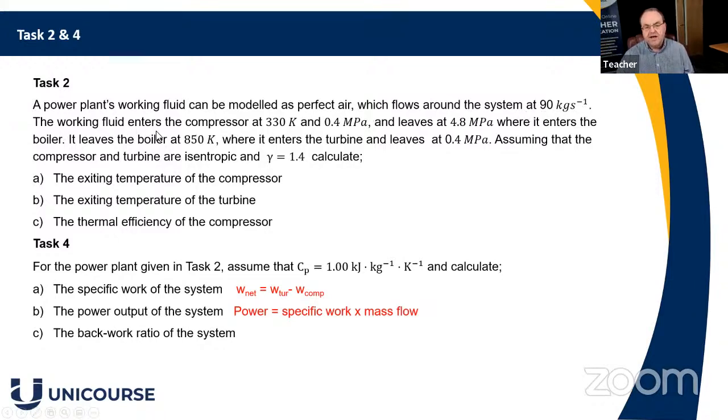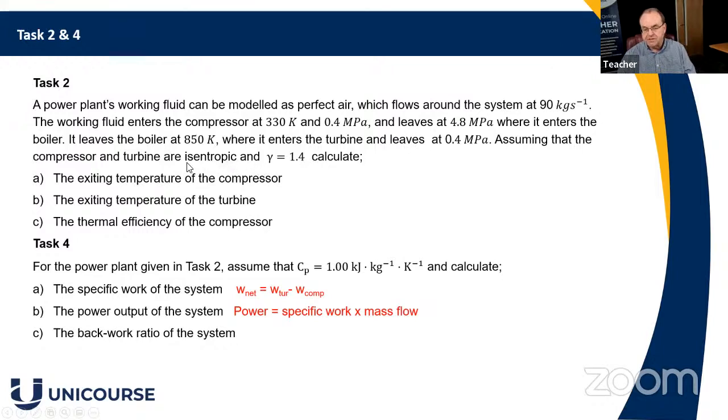The working fluid enters the compressor at 330 K and 0.4 megapascals, and it leaves at 4.8 megapascals. It leaves the boiler at 450 K, where it enters a turbine, and then it leaves the turbine back at the original pressure of 0.4 megapascals. Now, this is the important part of this question. Assuming that the compressor and turbine are isentropic, and gamma is equal to 1.4.